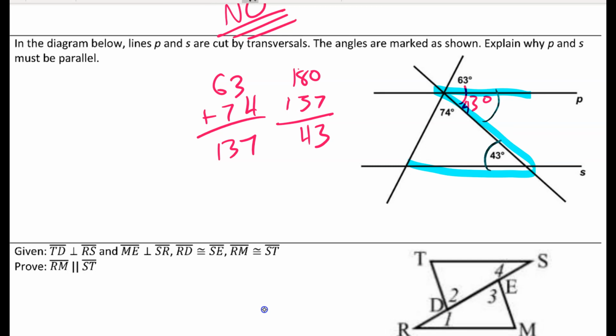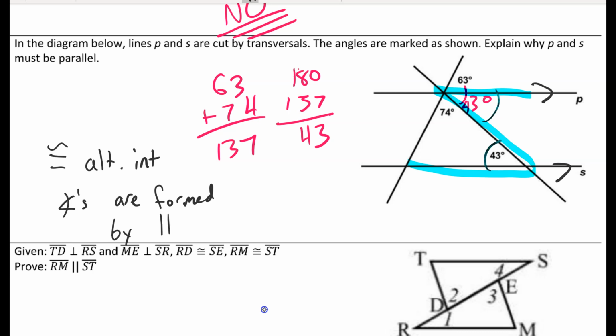Remember from the first page that one way we could prove that lines are parallel is by showing that the alternate interior angles are the same. So my explanation here could just be that there are congruent alternate interior angles, and they are formed by parallel lines. Keep that in mind for the next proof that we're about to do.